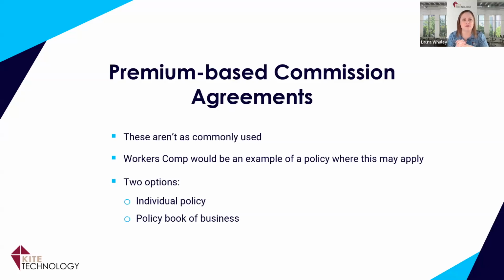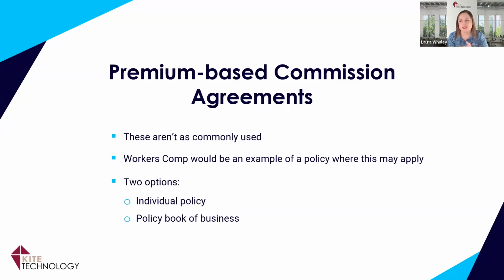So let's say for the first $5,000 of premium, you get 10%, and then as that premium goes up, maybe they pay you more commission. You can enter these premium-based commission agreements two different ways. You can base it on an individual policy or a policy's book of business. Usually the individual policy is the one that we're going to see most often. So the carrier is going to pay you X amount for that first layer of premium, and then they would tier it up from there.